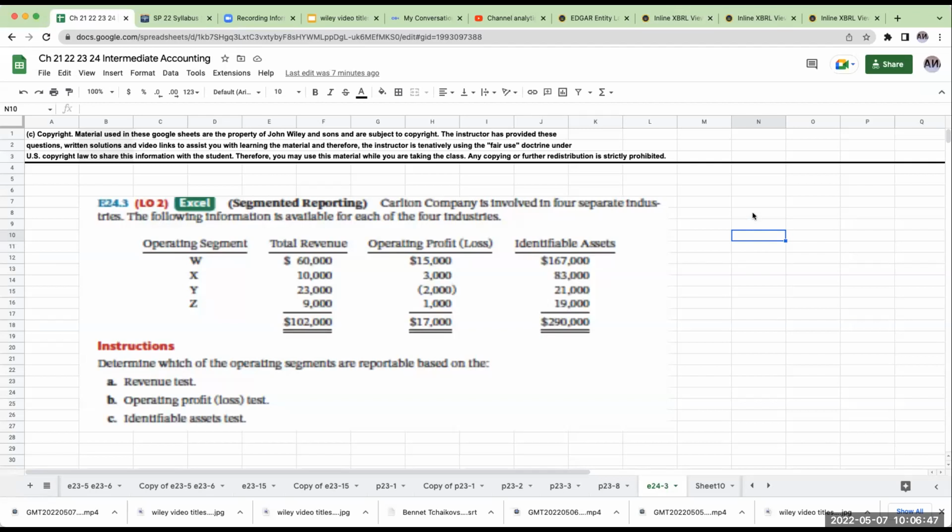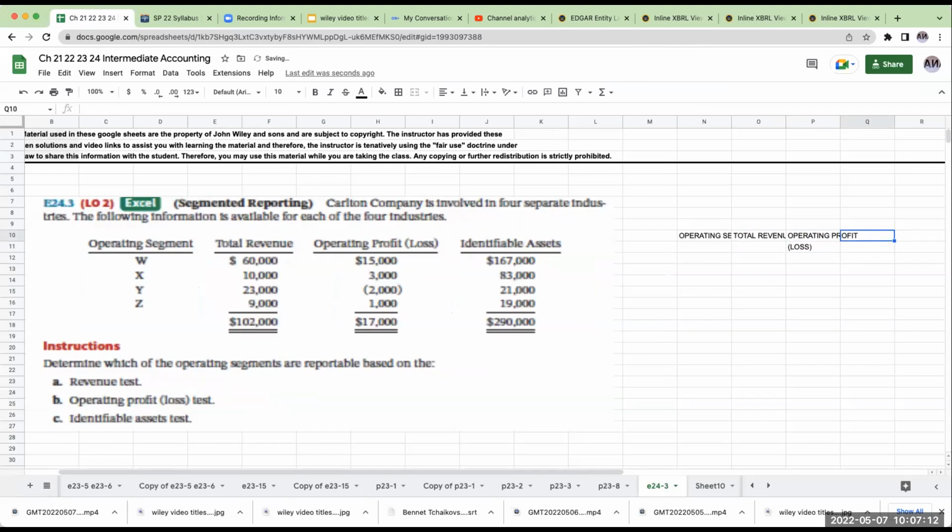Okay, so going back to our questions, apologies for the little break. What we're going to do is use the 10% test. So we're going to have operating segment, total revenue, operating profit or loss, and identifiable assets.